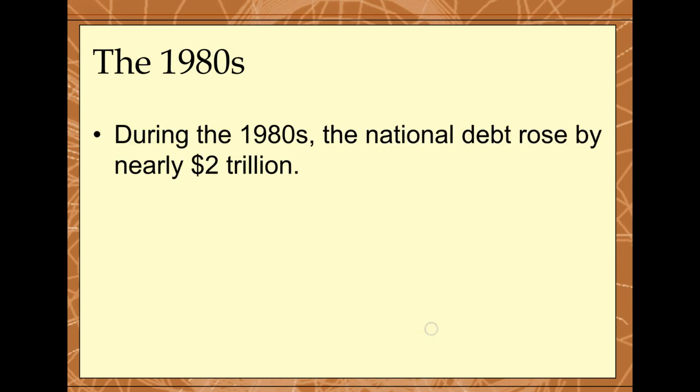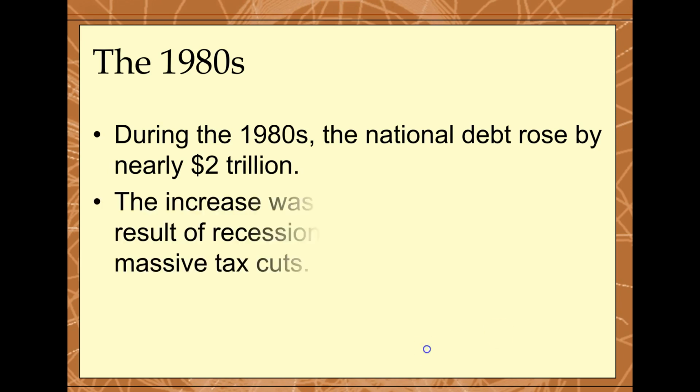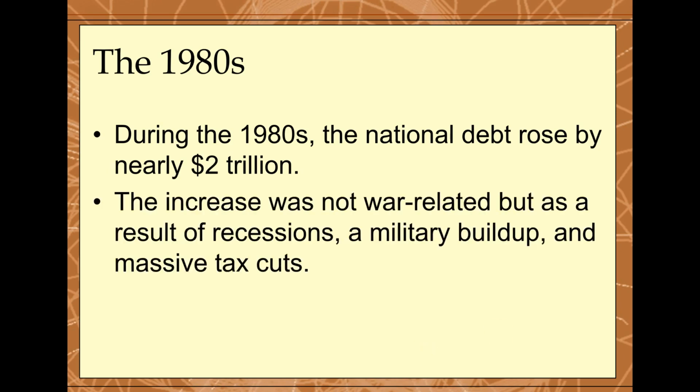Now, in the 1980s, the national debt rose by $2 trillion. What's interesting is this was not related to any war. There was no war in the 1980s. But there were two significant recessions at the start of the 1980s, and that caused the cyclical deficits to increase. And there was basically a big military buildup. The Cold War heated up during the 1980s, and that caused a lot more government spending, and that resulted in more deficits and larger debt.